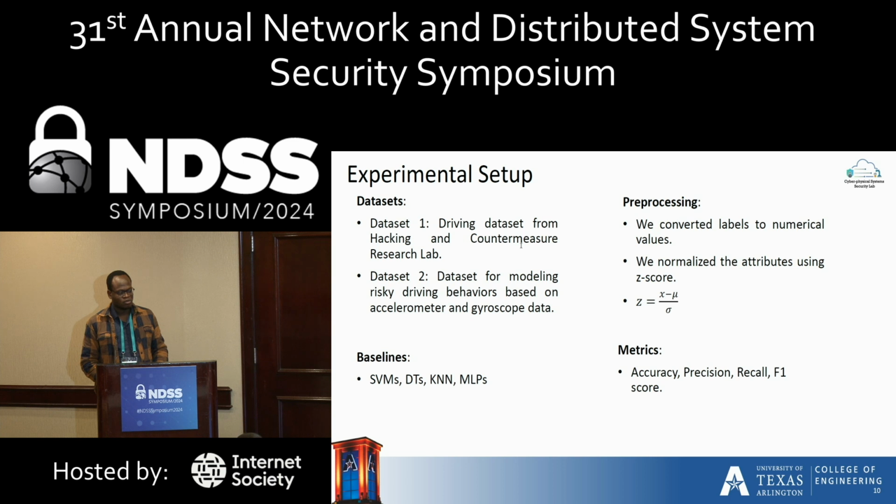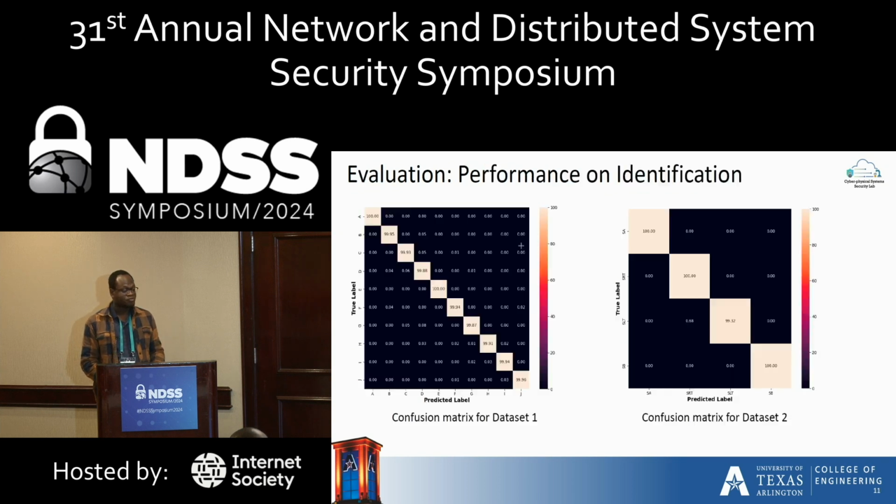And we compared our approach with 4 approaches: support vector machines, decision trees, k-nearest neighbors, and a simple multi-layer perceptron. We converted the labels to numerical values and normalized them, and then measured the performance with accuracy, precision, recall, and F1 score.